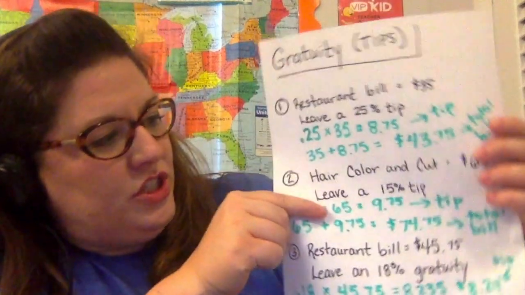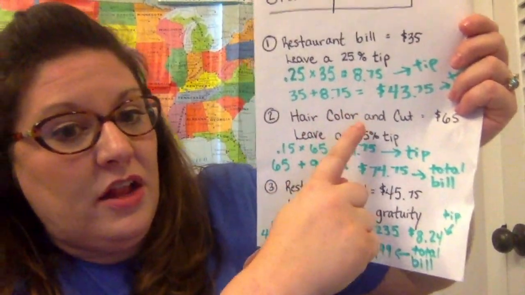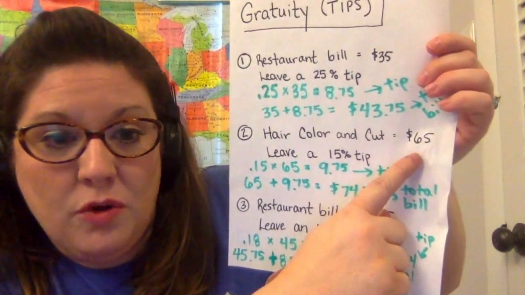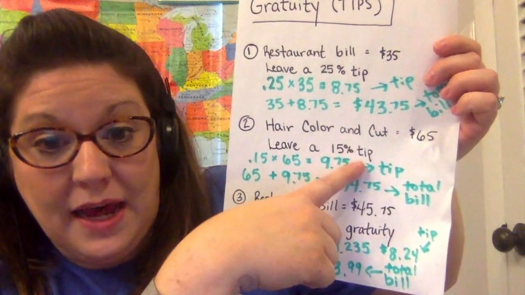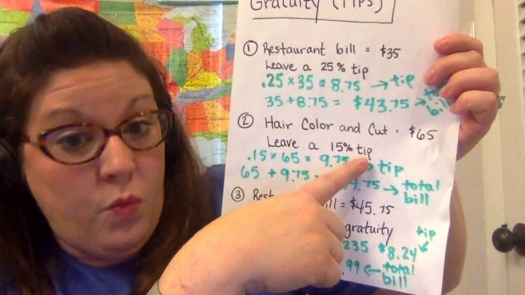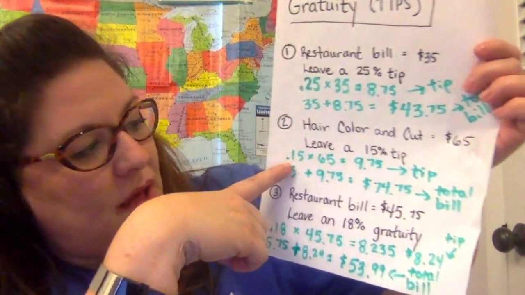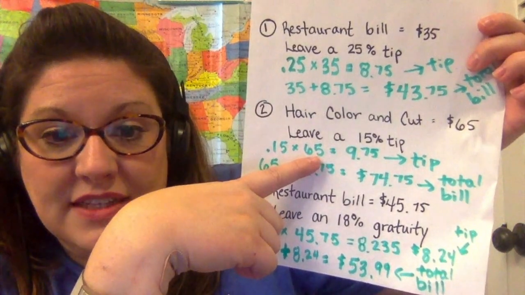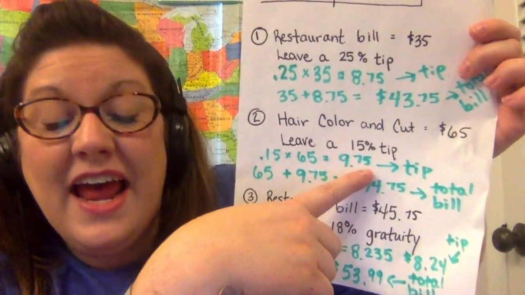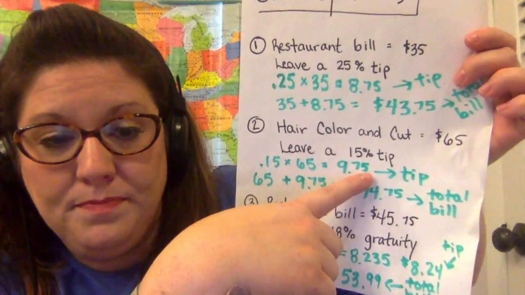All right, let's look at question 2. You go to the beautician and you get a hair color and a cut, and the total price is $65. Well, you want to leave a 15% tip. So how much is that? How much is a 15% tip? Well, you're going to multiply 0.15 times the price, $65, to calculate $9.75 will be a 15% tip.